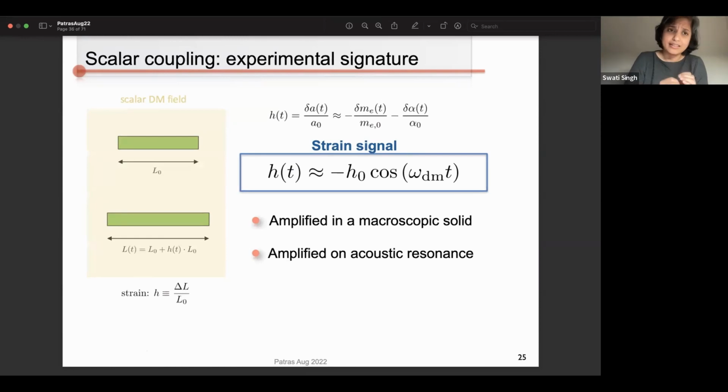If you have scalar dark matter, then it can modulate fundamental constants, and changes in the mass of the electron or alpha will make every atom go big or small. If you have a ruler made up of atoms, then that ruler or any macroscopic body, me and my ruler, are getting bigger and smaller. And this effect is further amplified on an acoustic resonance of the ruler. And the differential part is that hopefully me and my ruler would have different acoustic resonance frequencies.